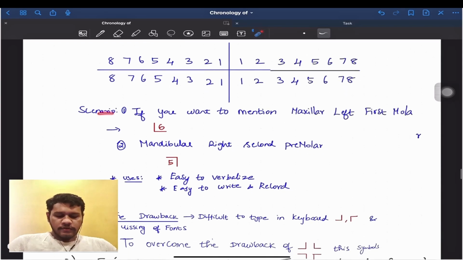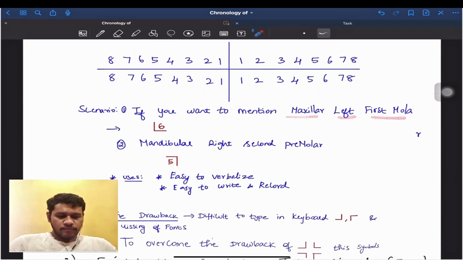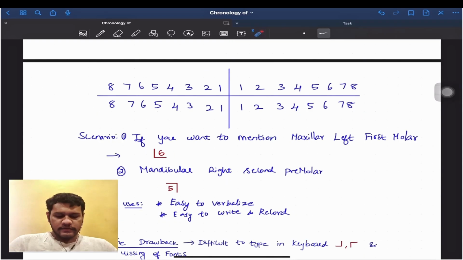Take a scenario. If you want to mention maxillary left first molar, the first molar is 6. All the 6s are first molars. Then you have to mention maxillary left. You can see this is the maxillary left. So you have to mention this angle. You mention this angle and the tooth number. So this is maxillary left first molar.